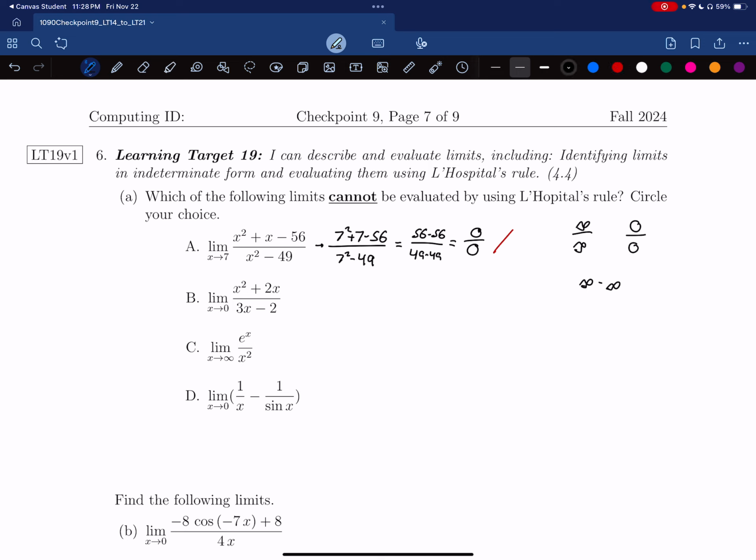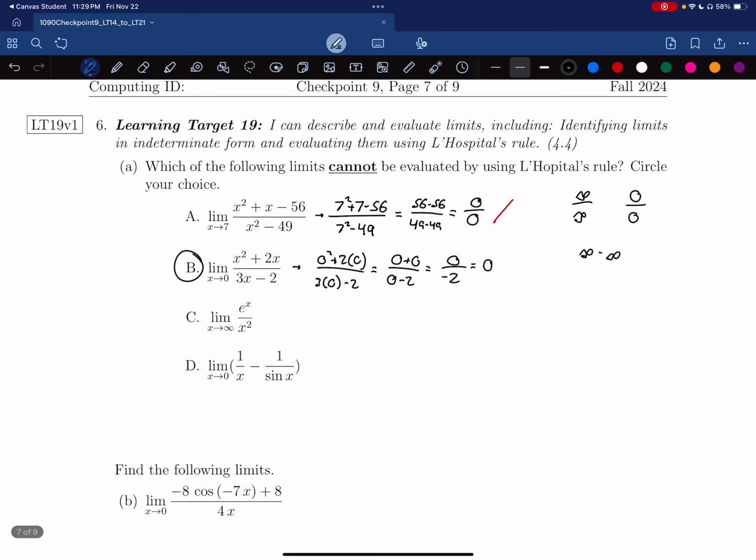Next one, we're going to plug in 0. We have 0 squared plus 2 times 0 over 3 times 0 minus 2. This gets me 0 plus 0 over 0 minus 2, which is 0 over minus 2. And this is fine. 0 over negative 2 just equals 0. We don't have to use L'Hopital's rule. The answer is just 0. So from that, we'll say that this is our answer, but I'll go through the other ones just to provide a little clarity.